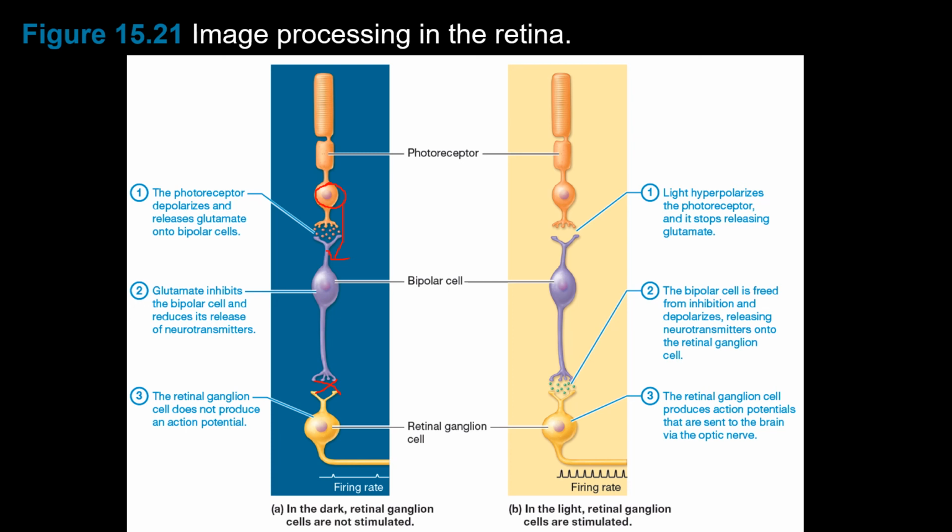Well, what happens in the light? Well, the light hyperpolarizes this cell, and so it does not transmit glutamate here. So the bipolar cell depolarizes then and sends those neurotransmitters across this gap to the retinal ganglion cells, activating them, and then that activation is sent out through its axon, and once this axon leaves the optic disc, it becomes CN2.